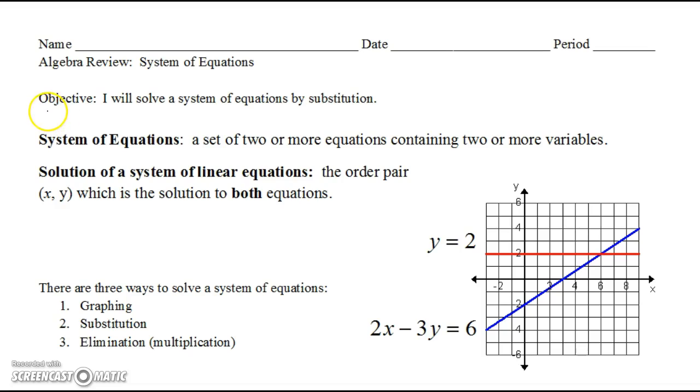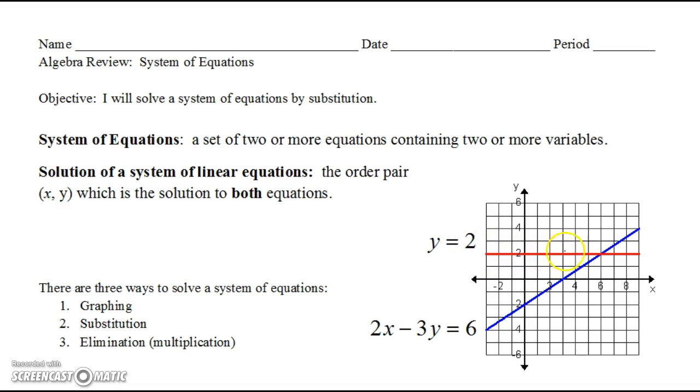So the objective, we're going to solve a system of equations by substitution. And to remind you, a system of equations is a set of two or more equations containing two or more variables. For the most part, we're just going to see two equations with an x and a y. And a solution of a system is the ordered pair which works in both equations.